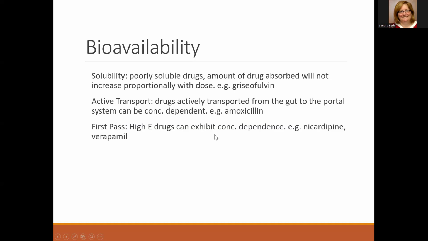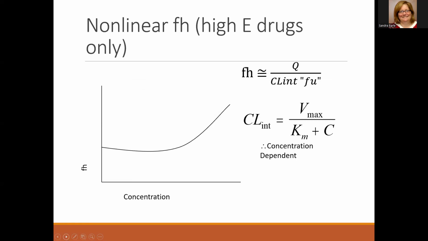Remember, high extraction drugs can exhibit concentration dependence because if the enzymes in the liver get overwhelmed, then more of the drug is going to make it through the liver, so your FH will increase. And this is really just another riff on intrinsic clearance. It's really just overwhelming those enzymes in the liver. But you can see for high first pass drugs where you can overwhelm the liver enzymes, the fraction that makes it through the first pass effect, the FH, will increase, increasing bioavailability. So you can have increases and decreases in bioavailability.